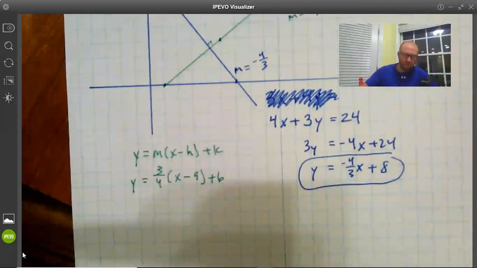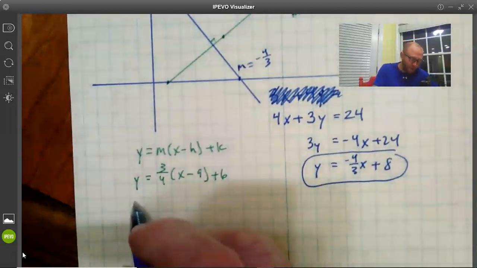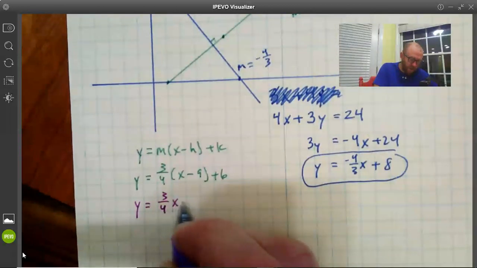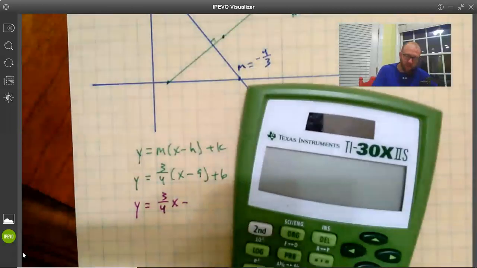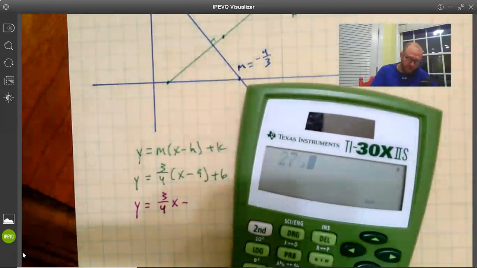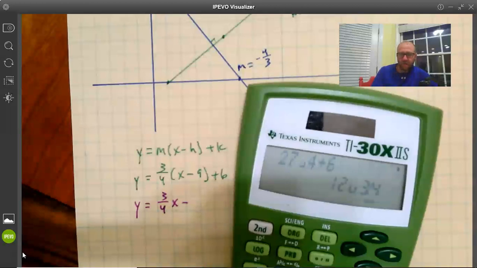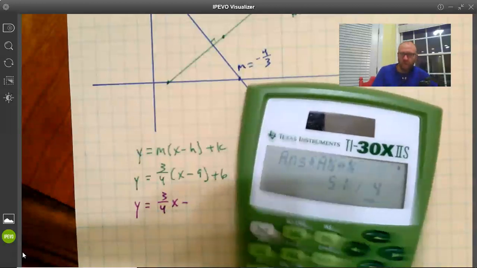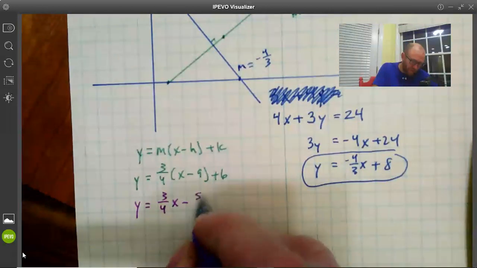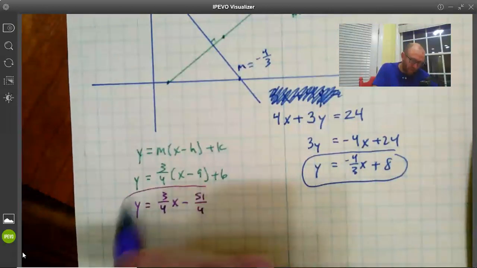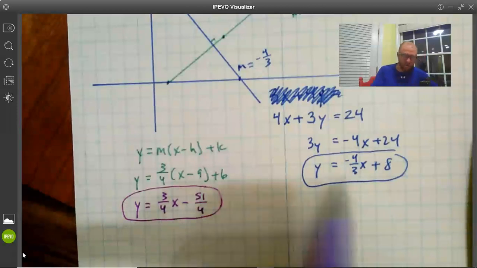So let's put this into slope-intercept form. We have y equals 3/4 x minus 27/4. So let's see, minus 27/4, and then we've got to add 6, plus 6 is 12 3/4, which is 51/4. So 51/4, okay? So now we have our two equations.